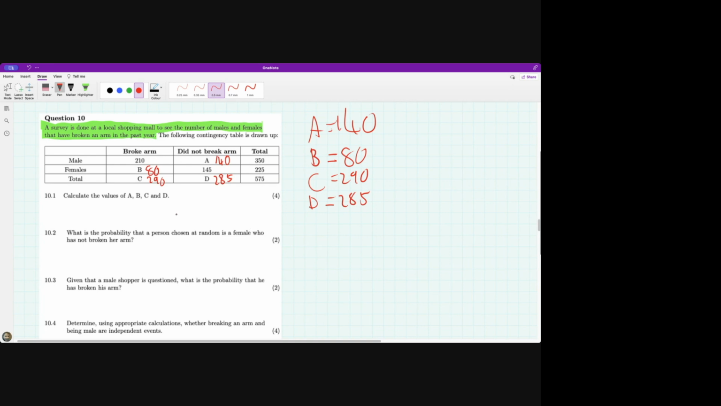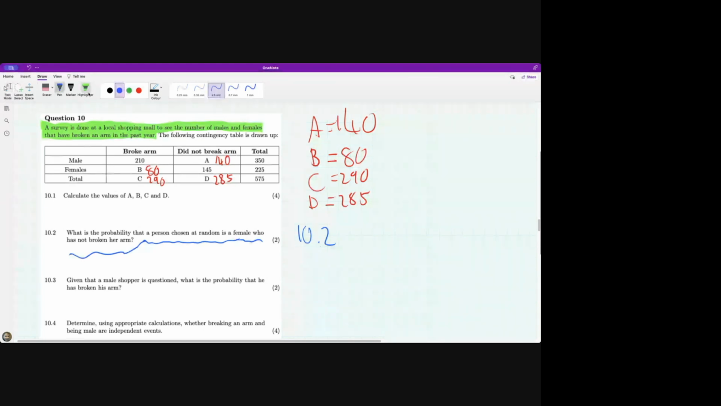Anyway, let's keep going. It says here, what is the probability that a person chosen at random is a female who has not broken an arm? So this question is a bit more detailed. Can you tell me the answer? What would your answer for 10.2 be? And I'm deliberately not going to say too much. I'm going to let you fly solo.